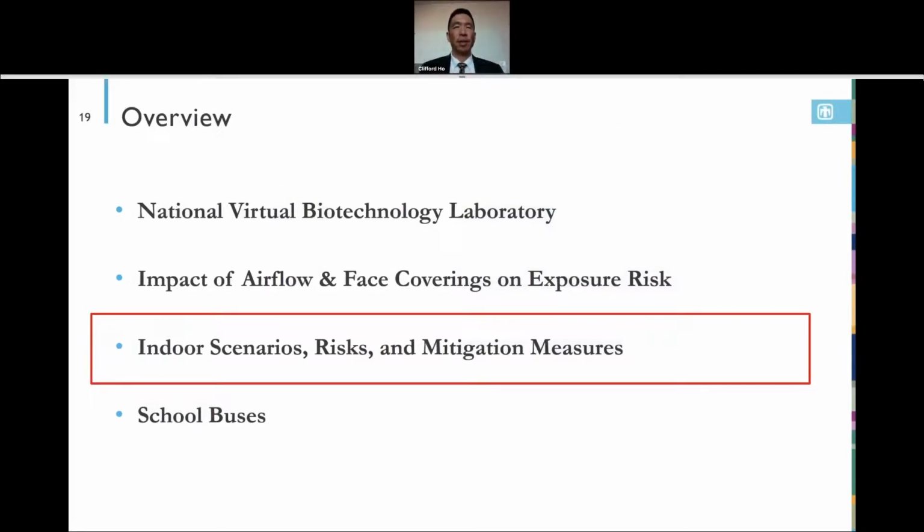Okay, so in terms of airflow and face coverings, you want to stay upwind or crosswind. Masks definitely can help not only filter but reduce the forward momentum. I'd like to talk about some of the indoor scenarios and risks and potential mitigation measures for the built environment.